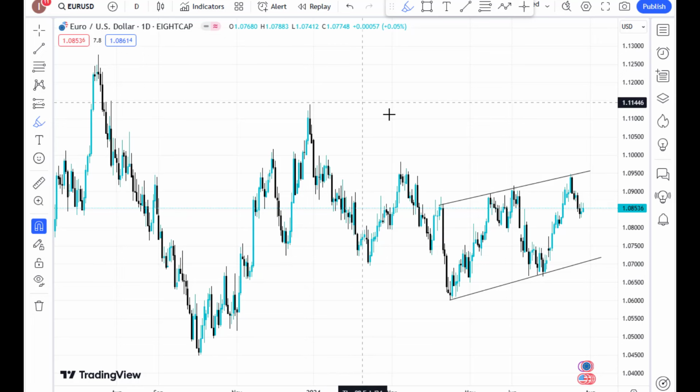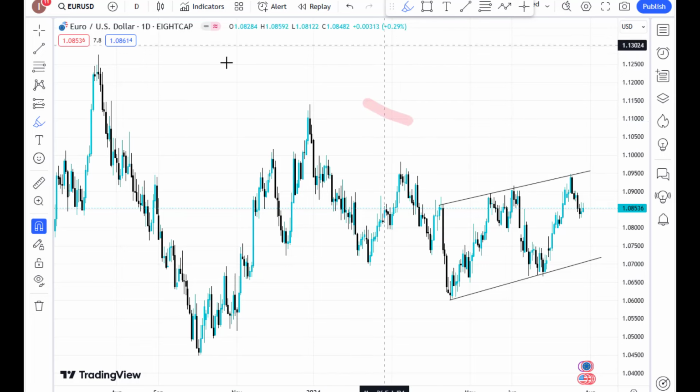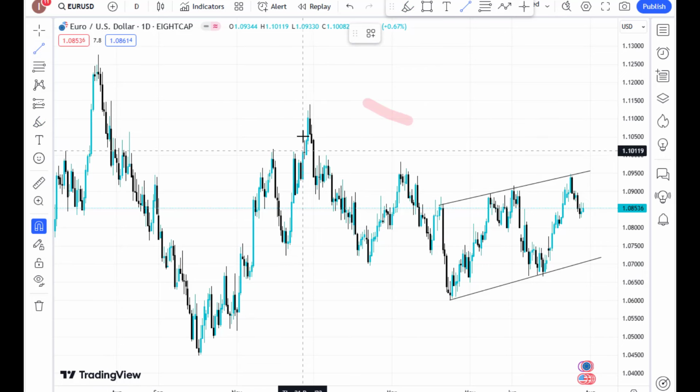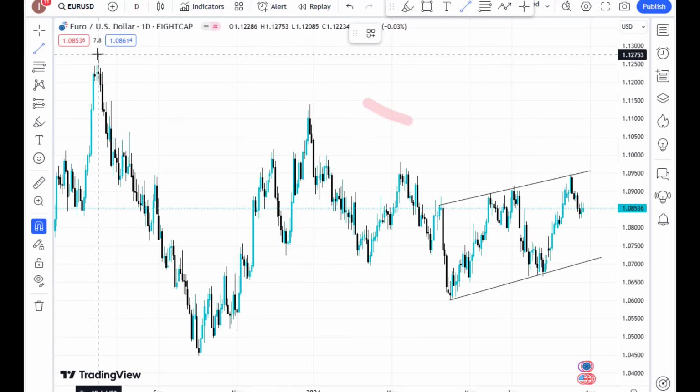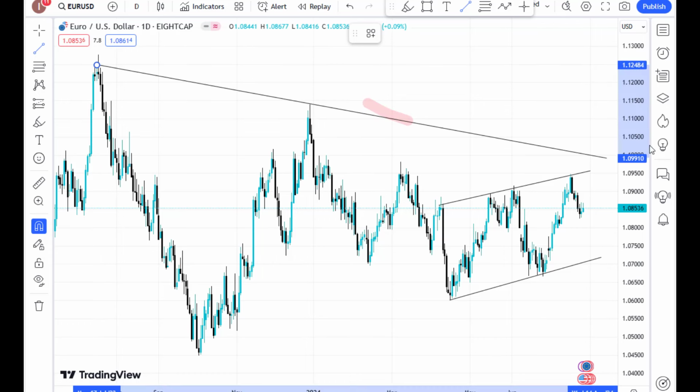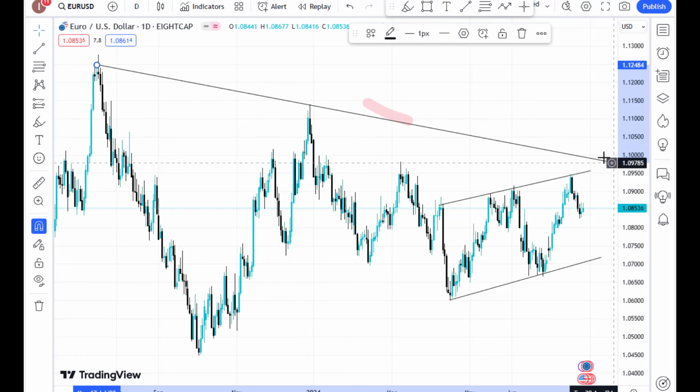Now if you look at a bigger view of it, you can see that from here price is actually pulling down. Let's just use our trend line here and connect. If you connect like this, you are going to see those are possible zones. So let's just go to the weekly.